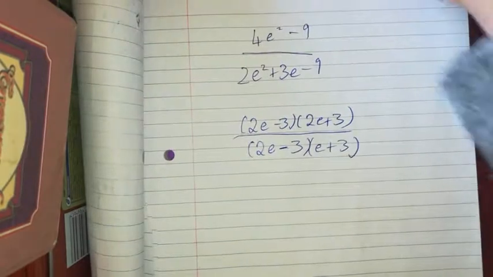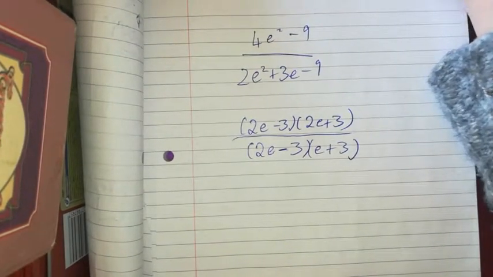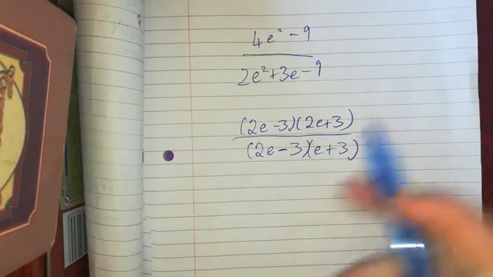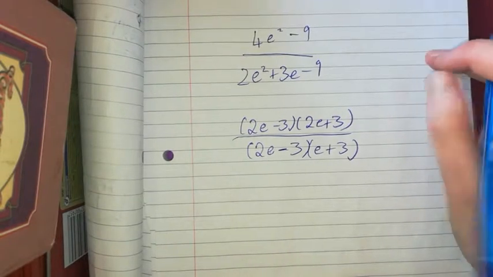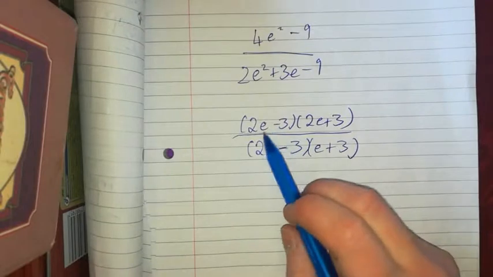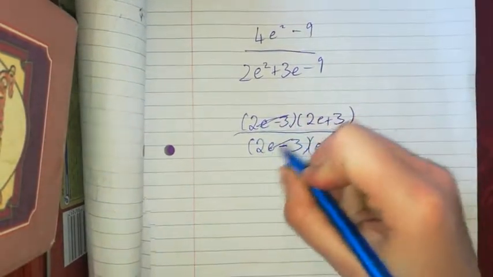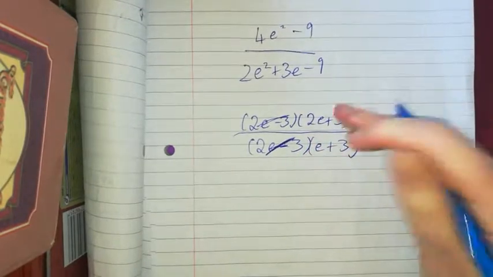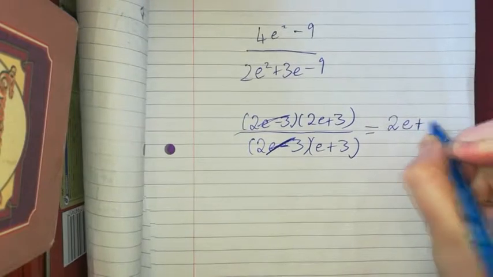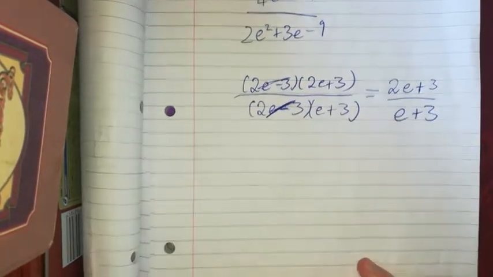So when I'm multiplying by the exact same thing on the top and on the bottom, I can cancel, because a number divided by itself is just 1. So 2e minus 3 over 2e minus 3, so they're going to cancel. These others can't cancel because they aren't the exact same thing multiplied on the top and the bottom. So I'm left with 2e plus 3 over e plus 3, and that is my answer for that.